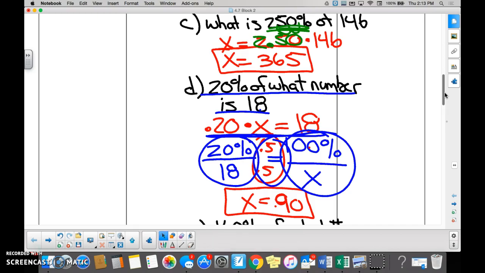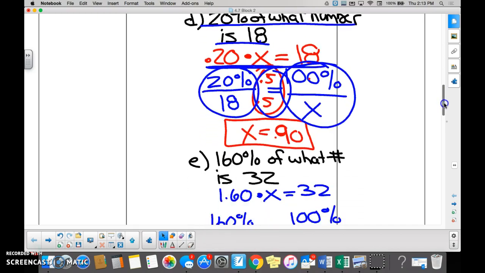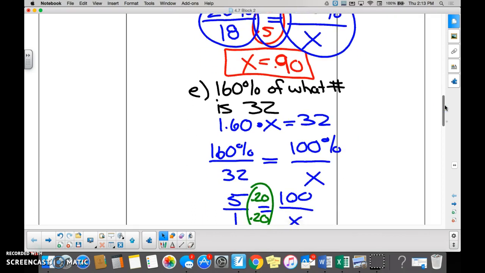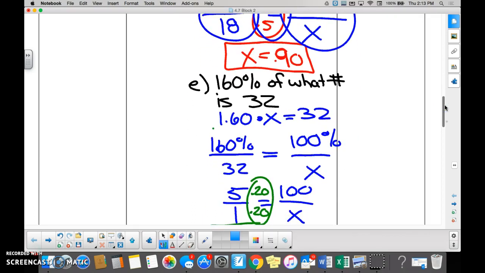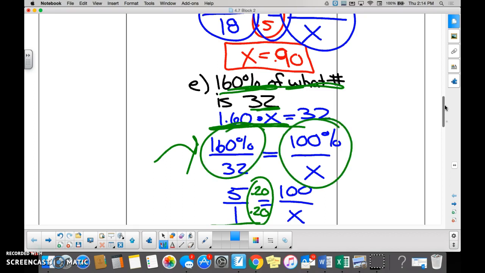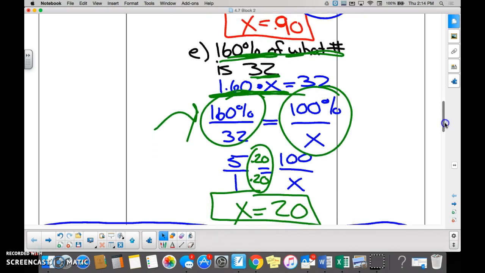Okay? Number E, or letter E, was the same type of problem. Can you multiply on your calculator 1 60/100 times x? No. So we're going to set up a proportion. And it tells us 160% of what number is 32? So we set it up as 160% is the number 32. And 100% of another number is that number. Solve using what you know about proportions.